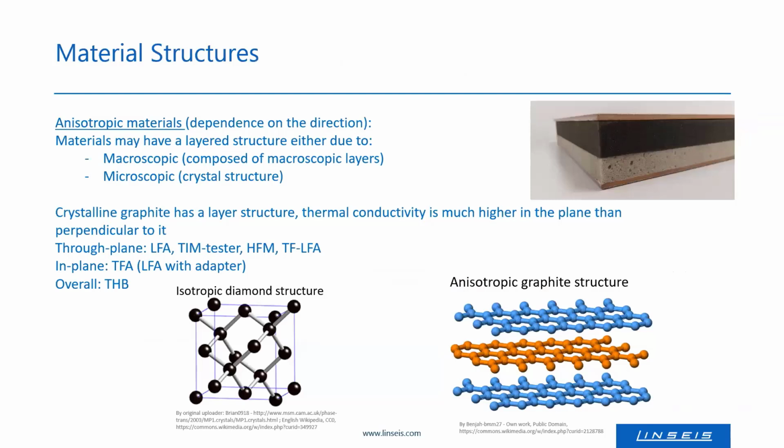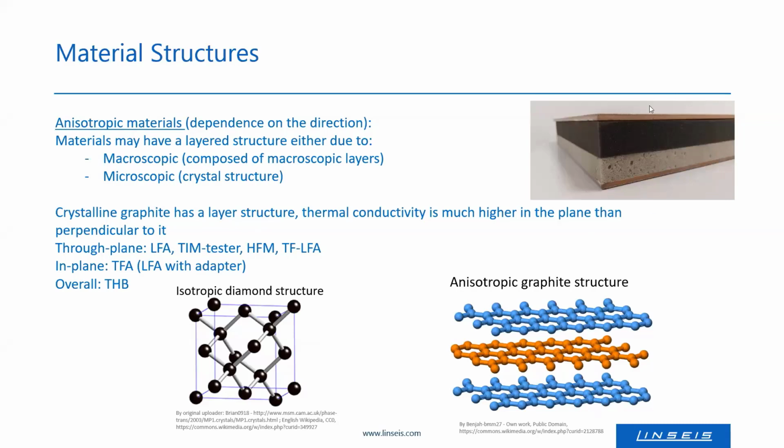So now we saw all the different methods. Let's have a look on the different materials. If you have a so-called isotropic material, life is easy. An isotropic material is a material where all properties are the same in all directions, like in this isotropic diamond structure. But some materials are anisotropic. They may have a layered structure, for example.